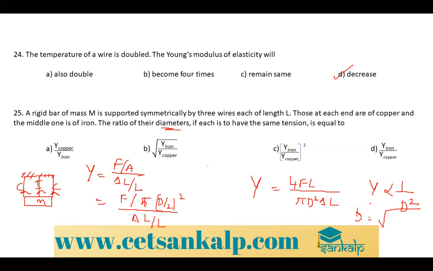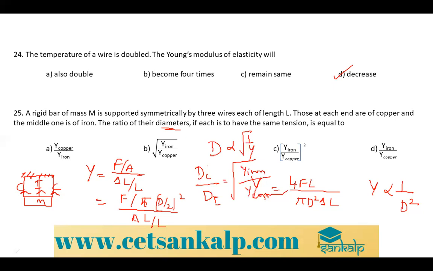So if it is inversely proportional and I want the diameter, d is proportional to root of 1 by Y. So d copper by d iron is equal to root of Y iron divided by Y copper. Okay, so the final answer will be option B.